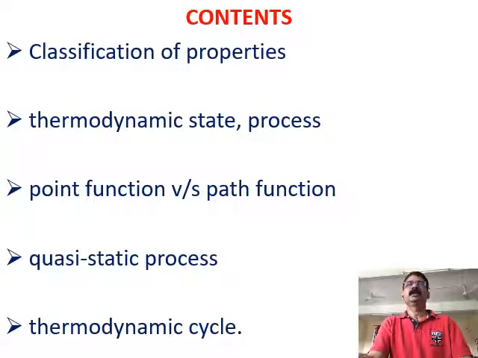So the contents for this lecture 3 are classification of properties, thermodynamic state, process, point function versus path function, quasi-static process, and thermodynamic cycle. So the properties are the variables which determine the state, or the exact condition, of a substance or the system. This we discussed in lecture number 2, and also we studied each of these properties. Now let us see how these properties are classified.